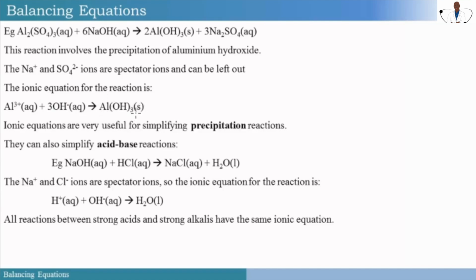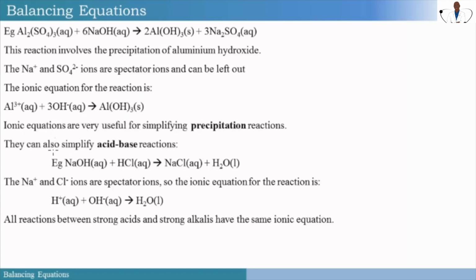Ionic equations are very useful for simplifying precipitation reactions. And what we mean by precipitation, simply, is if you add two ions in an aqueous solution, they will combine to produce a solid out of solution. And that is what we mean by precipitation, a solid precipitating out of solution.